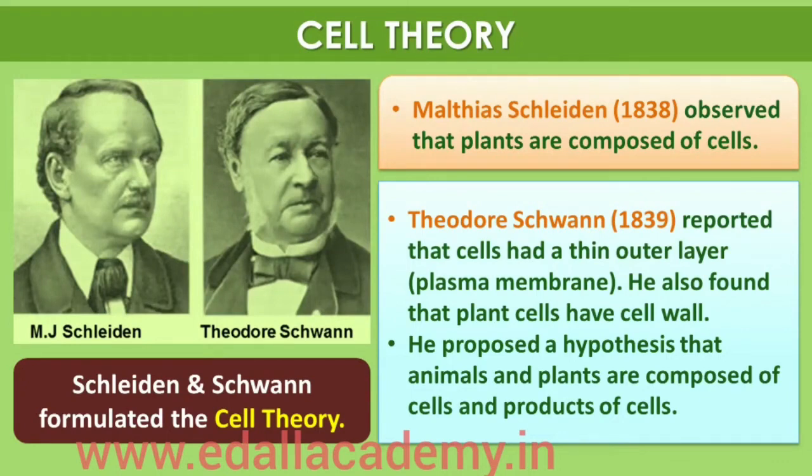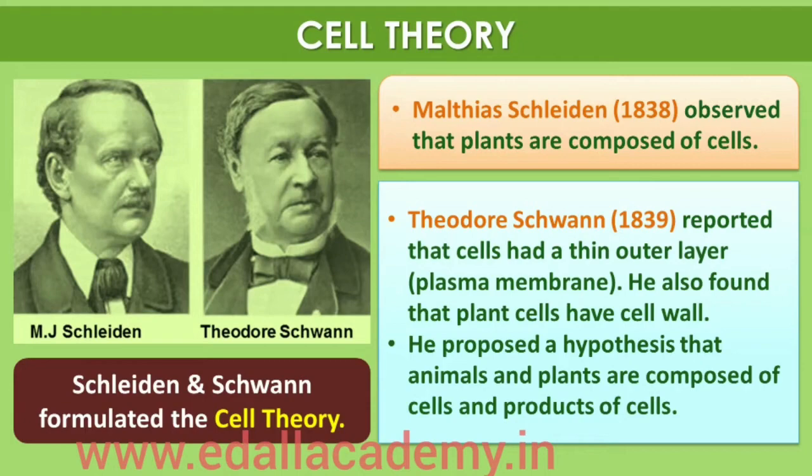8.2 Cell theory. In 1838, Matthias Schleiden, a German botanist, examined a large number of plants and observed that all plants are composed of different kinds of cells which form the tissues of the plant. At about the same time, Theodor Schwann, 1839, a British zoologist, studied different types of animal cells and reported that cells had a thin outer layer which is today known as the plasma membrane. He also concluded, based on his studies on plant tissues, that the presence of cell wall is a unique character of the plant cells. On the basis of this, Schwann proposed the hypothesis that the bodies of animals and plants are composed of cells and products of cells.